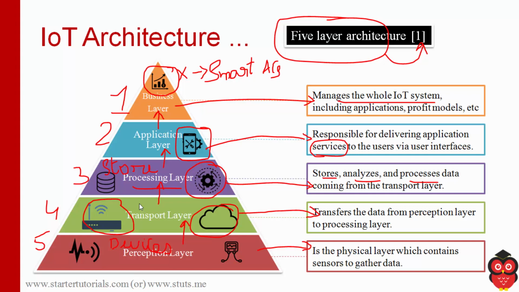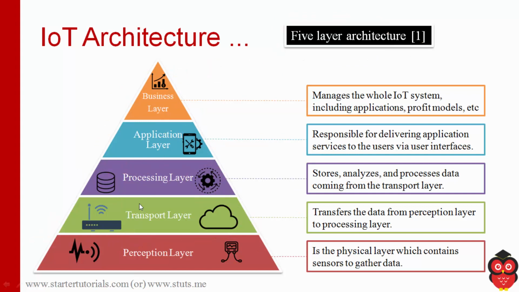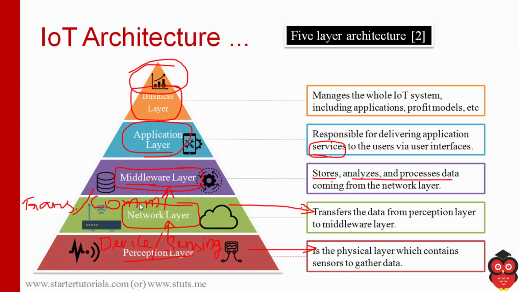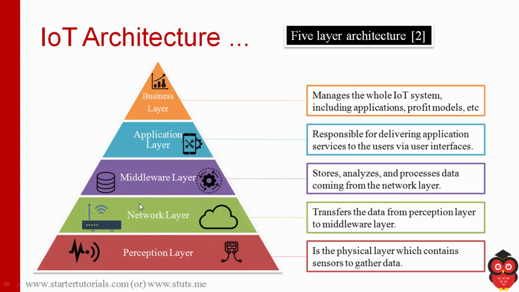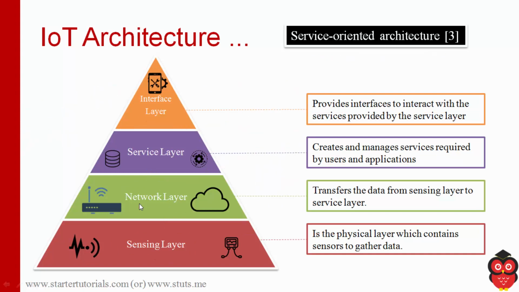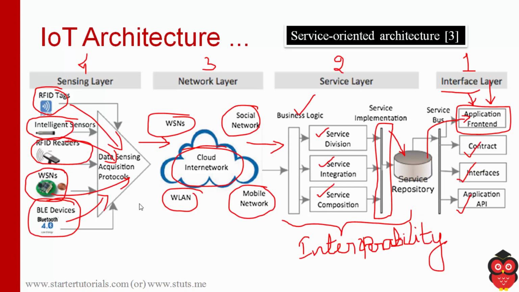After that, we have seen this five-layer architecture, which contains perception layer, transport layer, processing layer, application layer, and finally business layer. And then we have seen another five-layer architecture, where the transport layer is renamed to network layer, and the processing layer is renamed to middleware layer. And finally, we have seen the four-layer architecture, which is also called service-oriented architecture, which contains sensing layer, network layer, service layer, and interface layer.